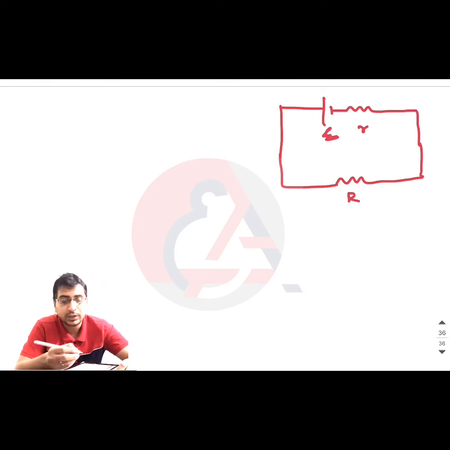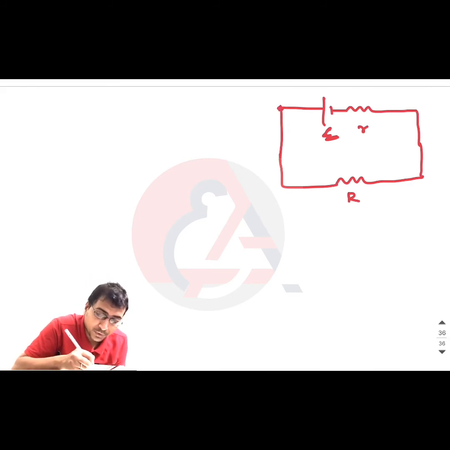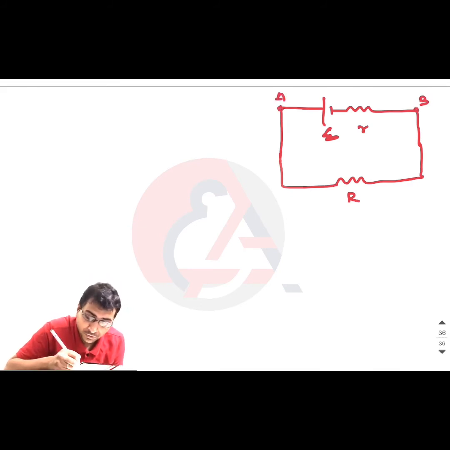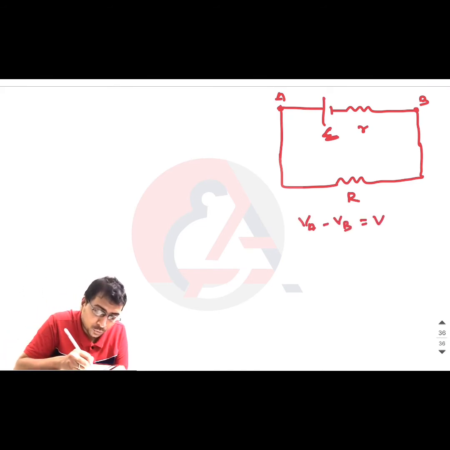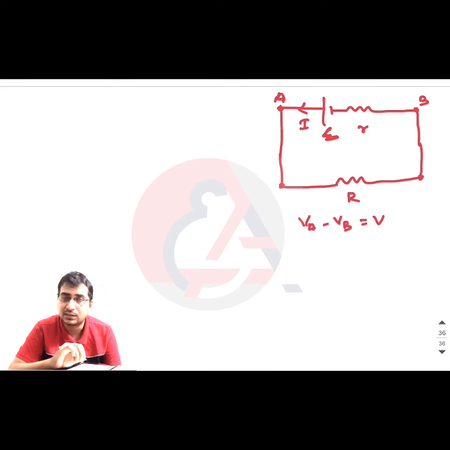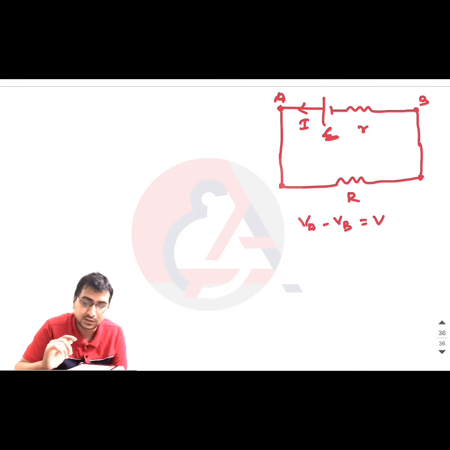So previously what we did is we calculated the terminal potential difference. We called the terminal potential difference to be V. VA minus VB is what we called it as V, right? Now what we will do is we will apply Ohm's law and try to calculate the value of internal resistance in terms of the EMF, potential difference and external resistance.